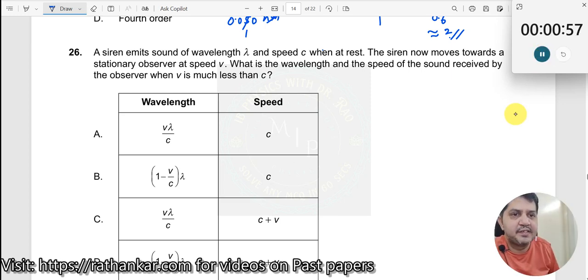Question number 26. A siren emits sound of wavelength lambda and speed c when at rest. Okay, a siren now moves. Which kind of question is this? This is Doppler effect. Whenever there is a question on Doppler effect, I always suggest you write down the full formula and then read the question.